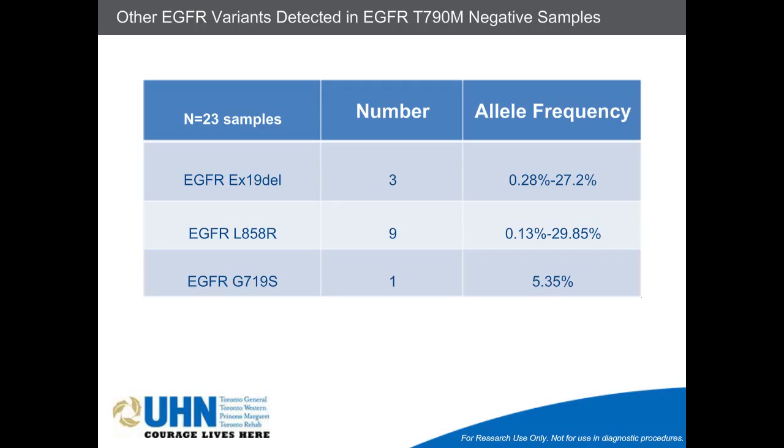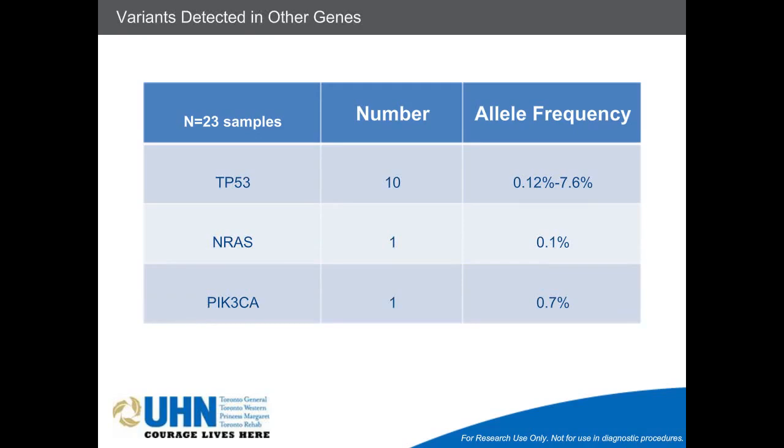And finally, as I mentioned, we did detect variants in other genes. Most commonly, these were variants in TP53, but we did find one variant in NRAS and one variant in PIK3CA. And so the potential benefit of NGS then over using a single mutation assay like ddPCR is detection of variants in these other genes.